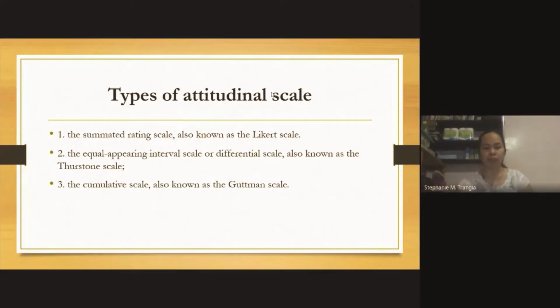Now, these are the types of attitudinal scale. We have the Likert scale, also known as the summated rating scale. This is usually used in the social sciences. And we also have the Thurstone scale. Usually this is an interval scale, but it usually requires judges to evaluate answers. And we also have the Guttman scale. Usually, it is not used. Okay? It is a ratio level scale. So it is not explained much. It is not explained in the book.